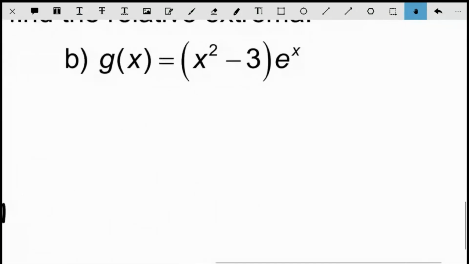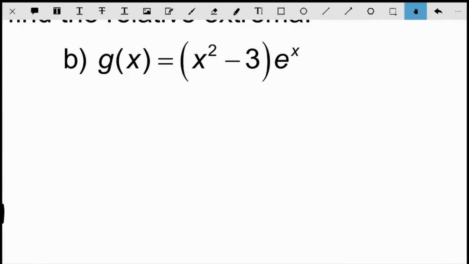So what I want you to do is try this next one. It's a little more complicated from a derivative standpoint, but conceptually it's the same thing. So I want you to take your derivative, get your critical points, and then test around your critical points and figure out where you have a maximum and a minimum. So I'll give you a couple of minutes to pause the video and then come back and I will show you the solutions.